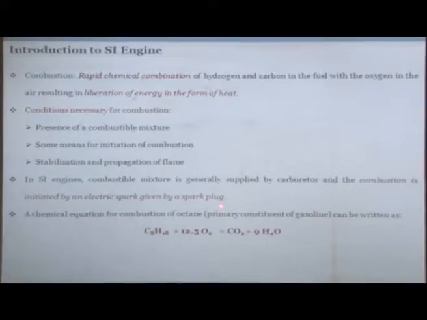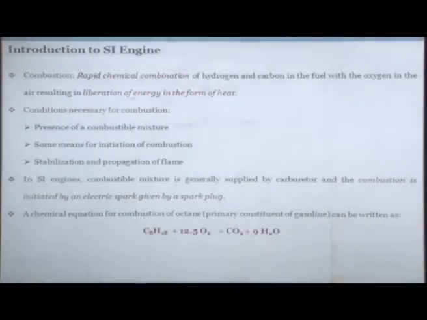So, we will discuss more about it, but it is just to give you background. A chemical equation for combustion of octane: whenever we say petrol, the best way to represent petrol is octane, isooctane, which is C8H18. Isooctane or octane, as we say it, is the primary constituent of gasoline, or at least we consider it that way. This octane reacts with oxygen and gives you carbon dioxide plus water. We have done all this reaction just now.